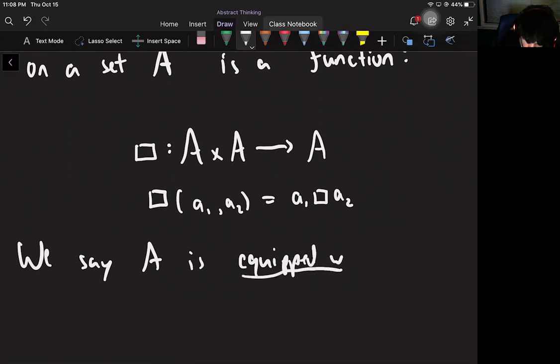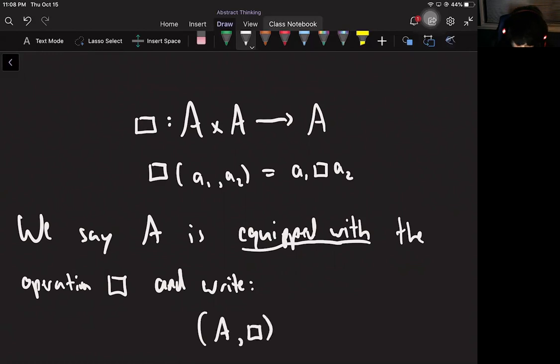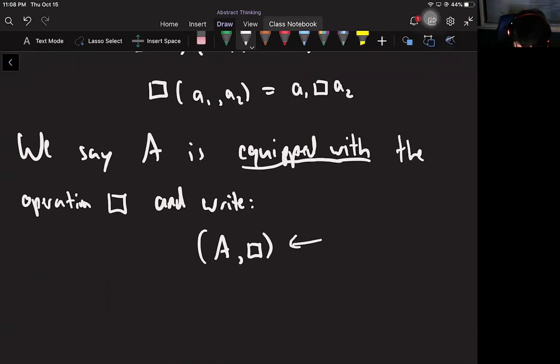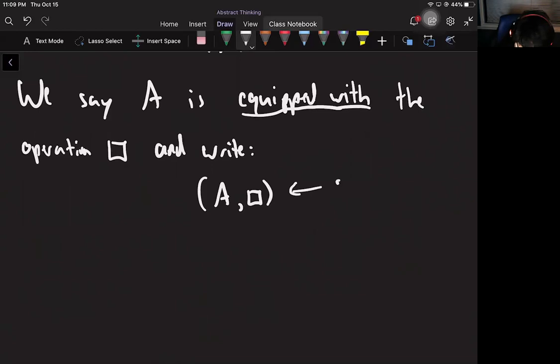In more fancy language, we say A is equipped with the operation. You'll see this kind of terminology a lot. And then to summarize the fact that you have a set equipped with an operation, you just write something like this: A, comma, the operation, in a little ordered pair. This tells the reader, okay, I'm talking about a set A and it has this operation box. So it's just a summary.